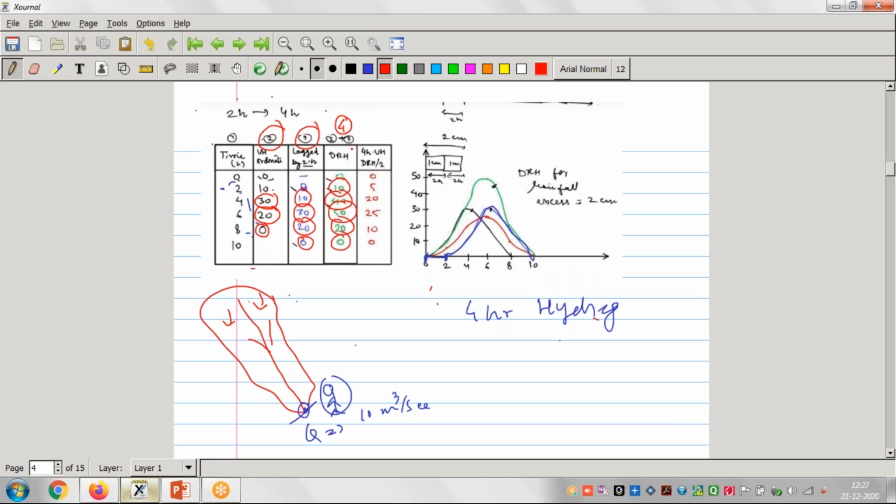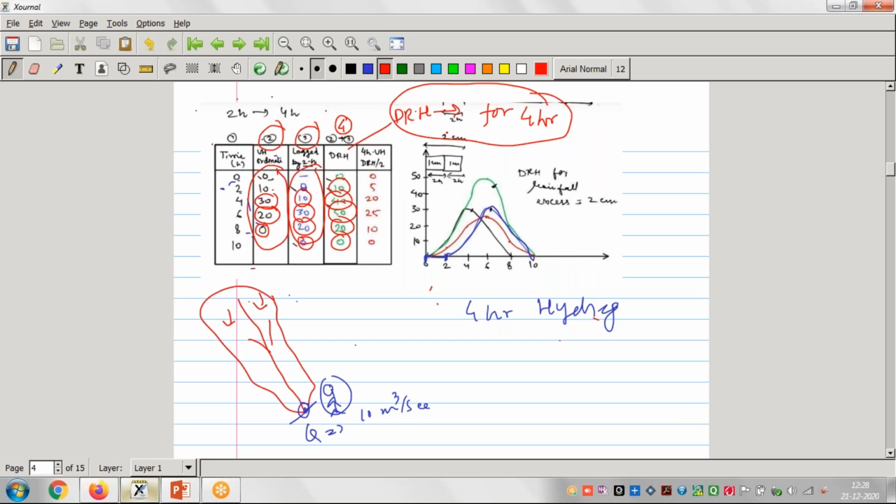So this fourth column is the direct runoff hydrograph for 4 hours, because we have added this 2 hour hydrograph and again this 2 hour hydrograph. When we add these 2 hour hydrographs, we get the 4 hour hydrograph, that will be called the direct runoff hydrograph. Is this okay?